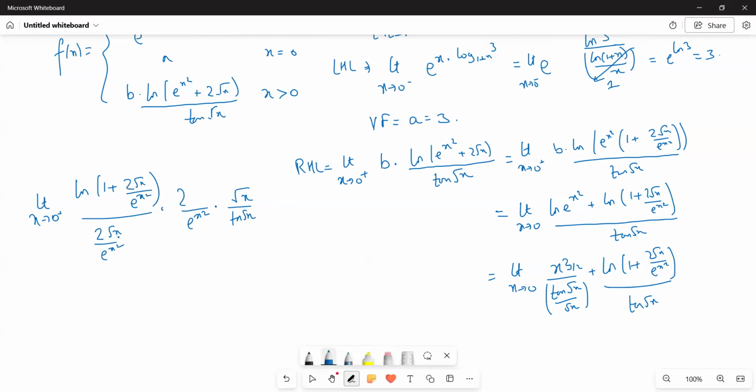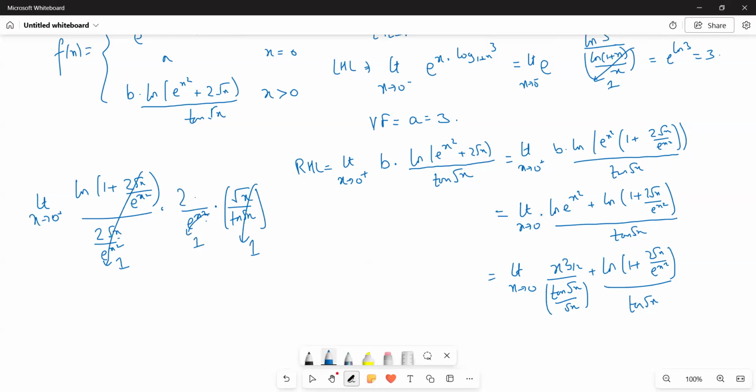रूट एक्स तो अपने पास ऑलरेडी आ रहा है ना यहाँ से. 2 root x का रूट एक्स यहाँ पे शिफ्ट कर दो. So root x by tan root x 1, ln of 1 plus something by that something as the something tends to 0, 1. And ये कितना आ जाएगा? e power x square as x tends to 0, 1 as well. 1. ठीक है.